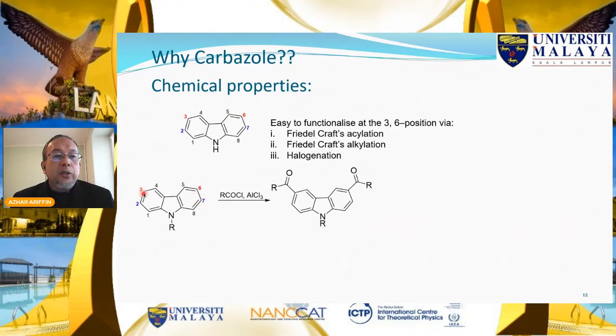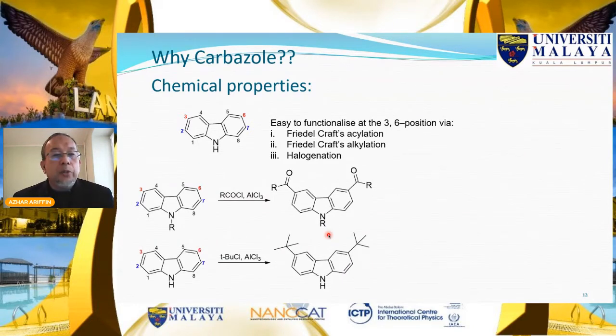It will undergo substitution at positions 3 and 6, using aluminum trichloride as the Lewis acid. You can also easily do Friedel-Crafts alkylation. You just replace the acid chloride with tertiary butyl chloride. You can use either aluminum trichloride or zinc chloride in order to introduce the tertiary butyl group at positions 3 and 6.